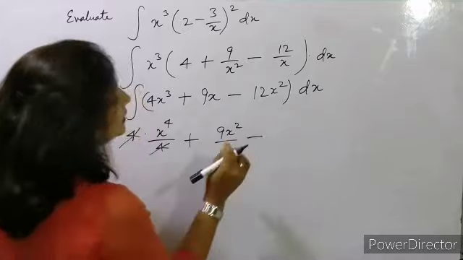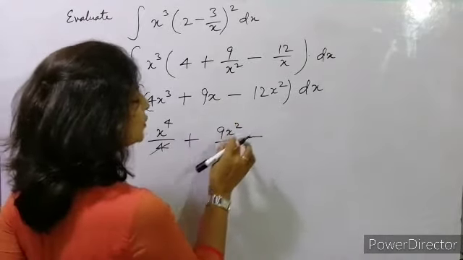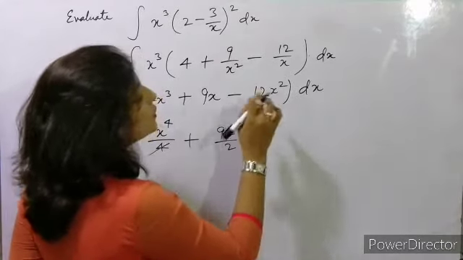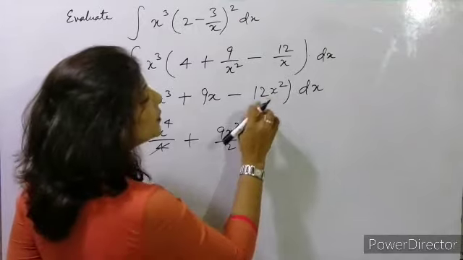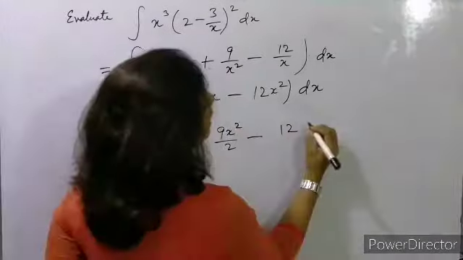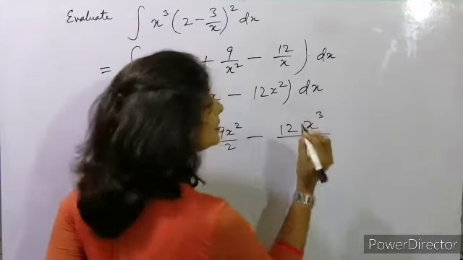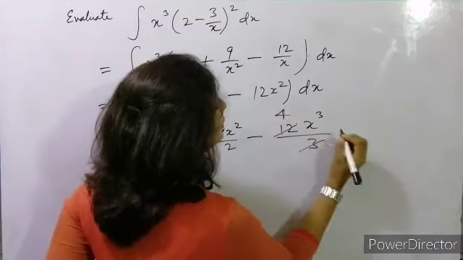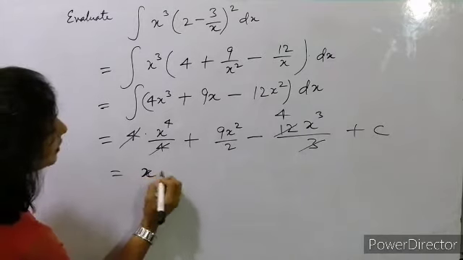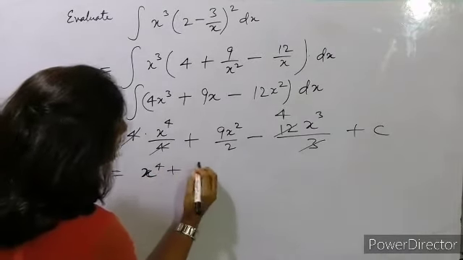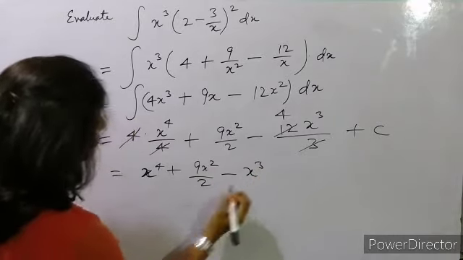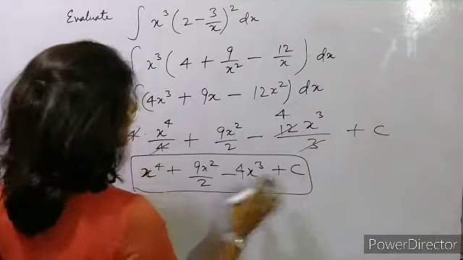Okay, minus, because we have to increase the power, and the power जो है we have to divide by the power. Okay, so the current power. So now it has the 12 into x to the power 2. So x to the power 2 है तो it will become x to the power 3, and we have to divide it by 3. So ये 4, okay, and plus c. ठीक है, now x to the power 4 plus 9x square divided by 2 minus x cube plus c. Okay, so this will be the value.